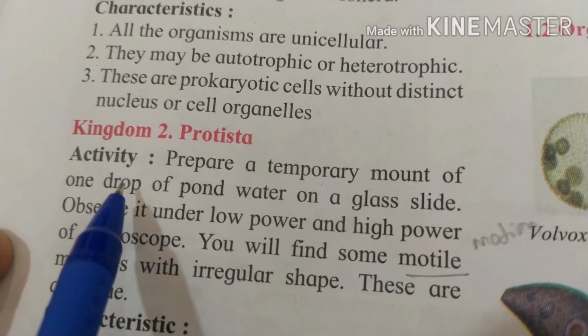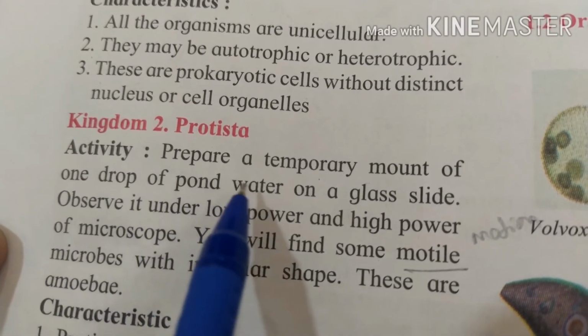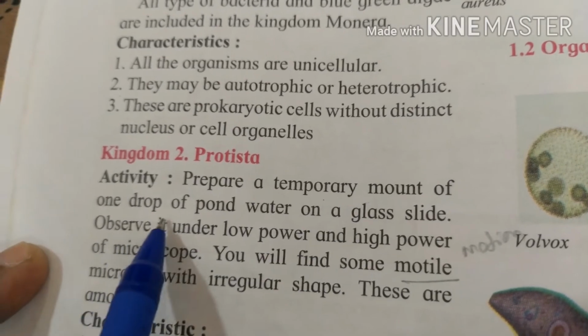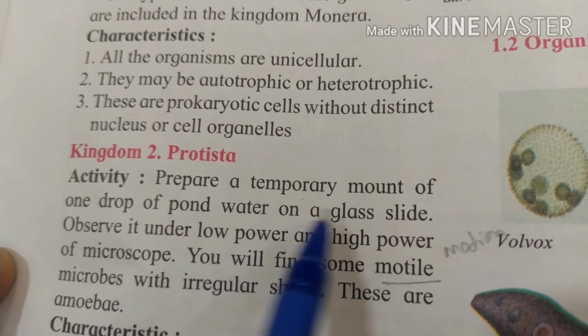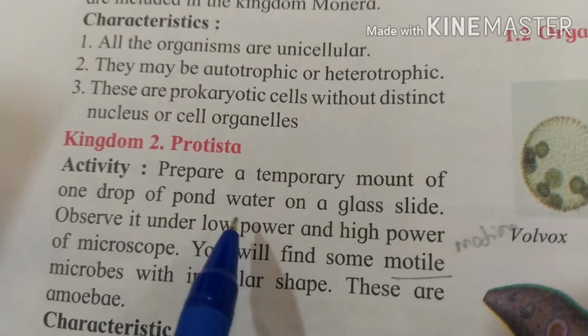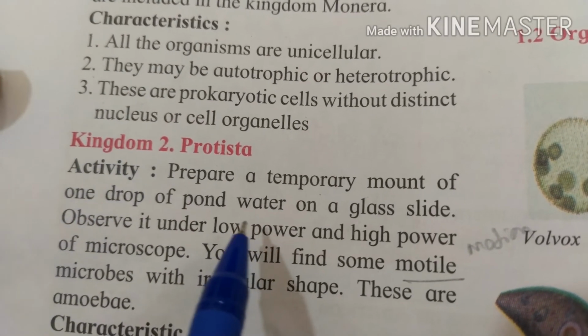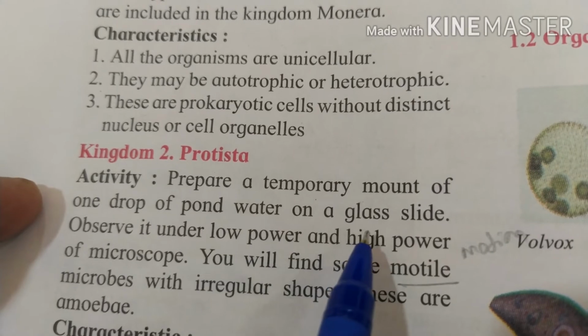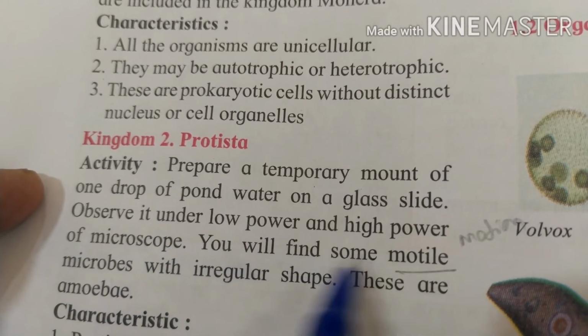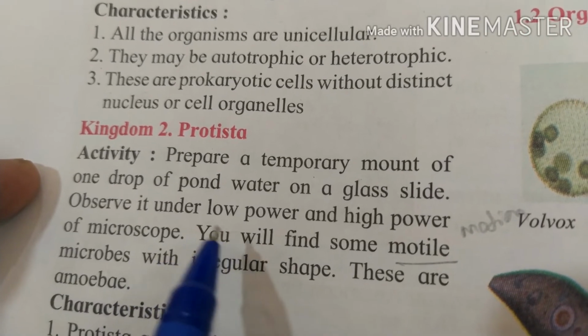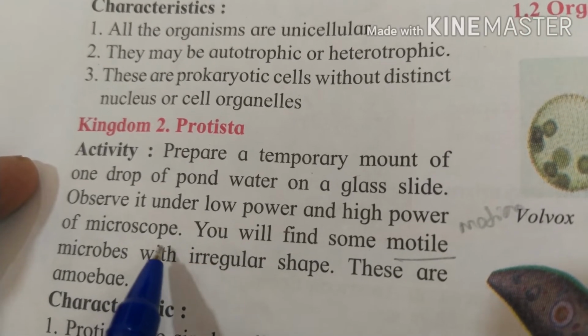Now an activity is given for this. Prepare a temporary mount of 1 drop of pond water on a glass slide. So in this also, we have to take 1 drop of pond water from any pond. We take 1 drop on a glass slide and observe it under low power and high power of microscope. So we have to observe that drop under the microscope.